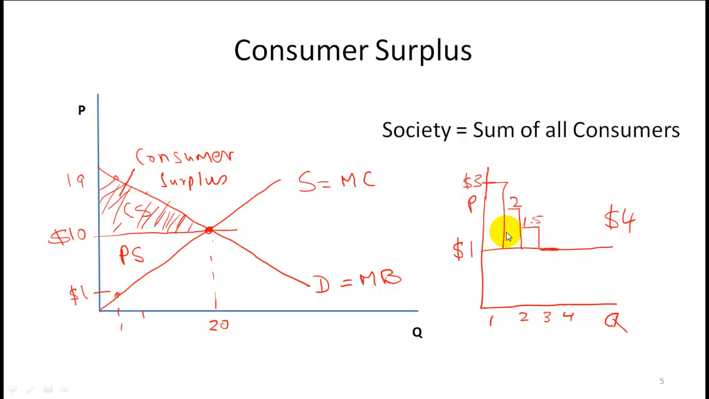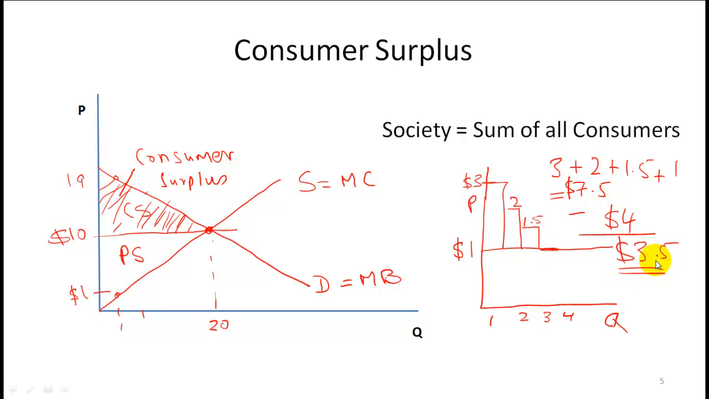Let's just calculate how much total you were willing to pay. So you were willing to pay 3 plus 2 plus 1.5 plus 1, which is equal to 5, 6, 7.5. So you were willing to pay $7.5. You only paid $4. So what's your surplus? Your surplus is 7.5 minus 4, which is $3.5. So that's the surplus for you as a consumer.